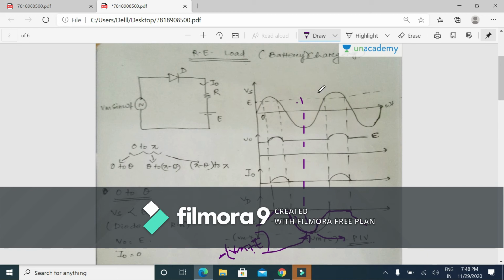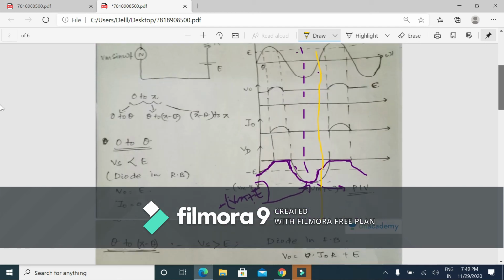Again, until at this interval, omega t is equal to 2 pi, that means the next cycle zero crossing starts. At this 2 pi interval, the voltage across this diode is equal to the EMF source E. Then it starts decreasing until at 2 pi plus theta, the diode again becomes forward biased.